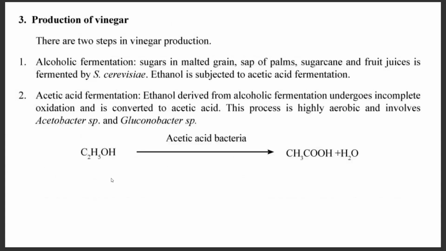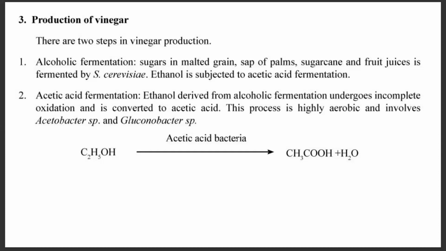Production of vinegar, vinakiri. Again, microbial metabolic process is used as the principle. There are two steps in vinegar production. First one, alcoholic fermentation. Again, by the action of yeast or Saccharomyces cerevisiae, sugar is fermented into ethanol plus carbon dioxide. Then that ethanol is further fermented. That means it gets oxidized by the action of acetic acid bacteria and converted into acetic acid.